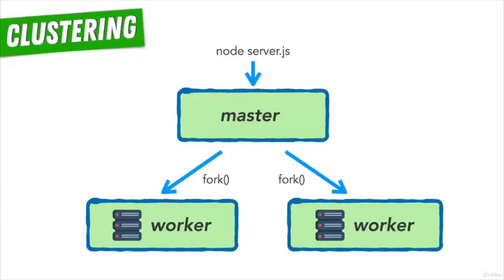Welcome back. We've talked about the theory, but how do we use the cluster module? How can we apply clustering to our node servers to improve performance? Let's go back to our performance example code and create two forks of our server which can each handle requests concurrently, side by side.